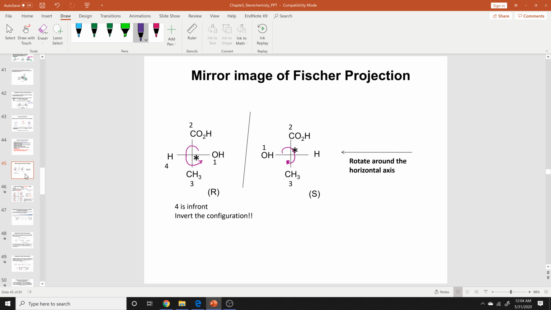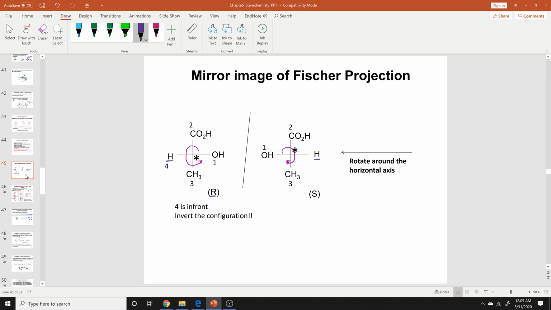Hydrogen is in the front, the highest oxidized carbon is on the top, and then do your configuration in there. So I'm going by 1, 2, and 3. Hydrogen is in front. I just neglect the hydrogen. Go 1, 2, 3. This is counterclockwise. It's an S. But since hydrogen is in front, I invert the configuration, and now it's an R configuration. Here I'm going by 1, 2, and 3. This is going to be an R configuration. Hydrogen is in front, inverted, and this is an S configuration.